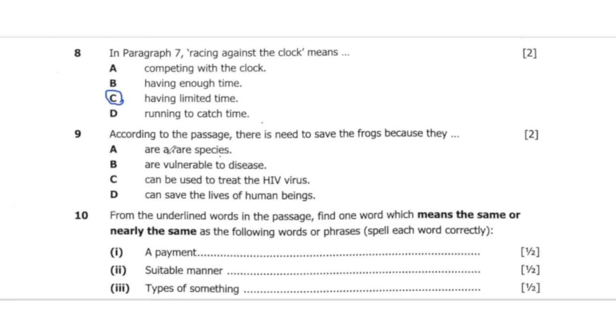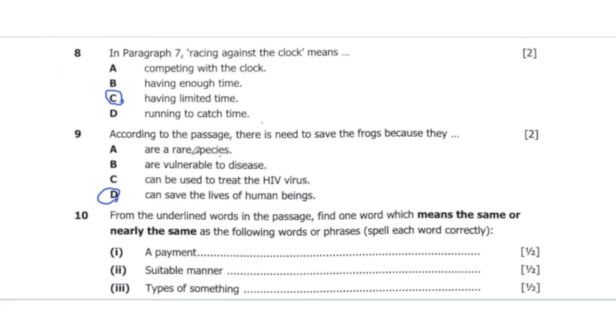So A, they are layer species. B, are vulnerable to diseases. C, can be used to treat HIV virus. D, can save the lives of human beings. Okay, so meaning we have learned that these frogs don't only cure HIV virus. They can also cure influenza virus. So with those qualities, with those characteristics, that means they can save life. If we just pick C as the correct answer, as if the frogs have just the function of curing HIV virus, meantime we've learned that they can also cure influenza. So the correct answer will be D, that they can save lives.